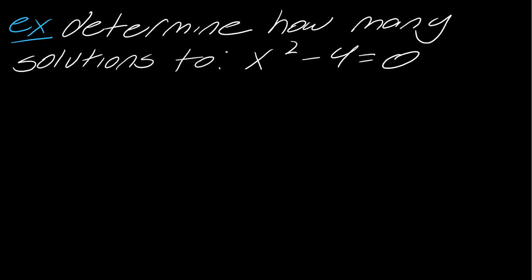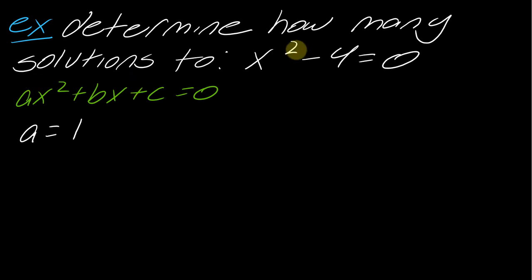So just to quickly remind you of how this works, let's determine how many solutions there are for x squared minus 4 equals 0. Notice I'm not asking you to solve this, just how many solutions there are. I want to identify, using ax squared plus bx plus c equals 0, the general form of our quadratic, what's in the a position. My a in this case is equal to 1, because a is whatever is attached to the x squared. There's no number here, so we assume it's a 1.